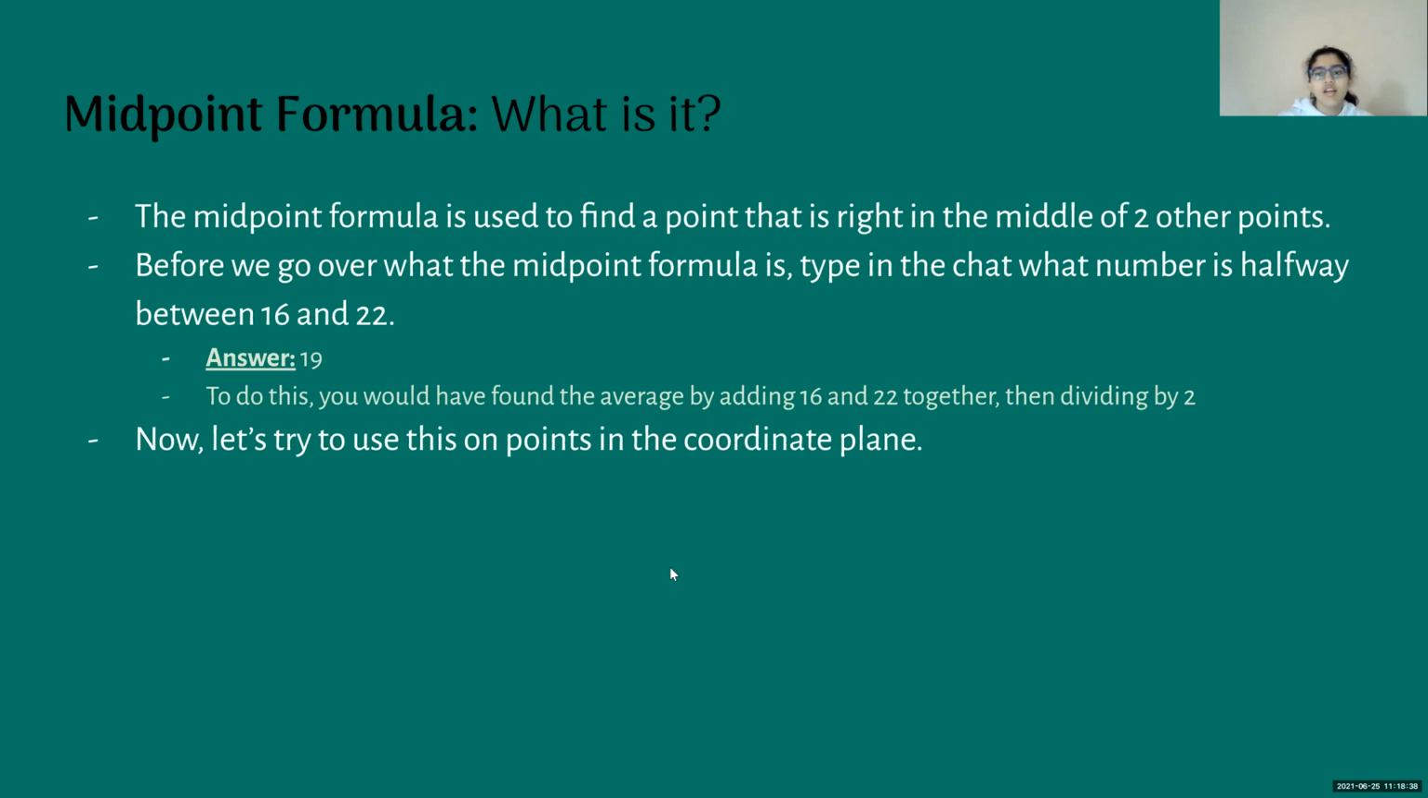Okay, so yes, we are averaging to find the midpoint of each of these points. So now let's try to use this on points in the coordinate plane. So what point is halfway between 2, 5 and -4, -3? So in the chat, type your answer. So again, remember, we're just going to be finding what number is halfway between the x coordinates and what number is halfway between the y coordinates. So in the chat, what number would be halfway between 2 and -4?